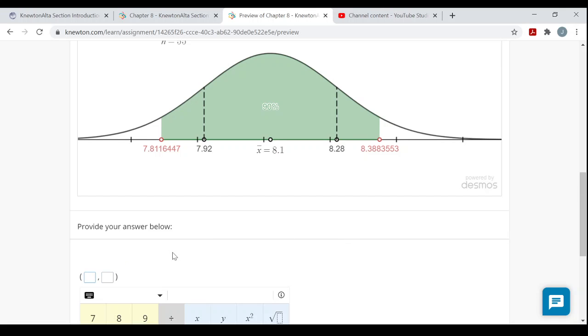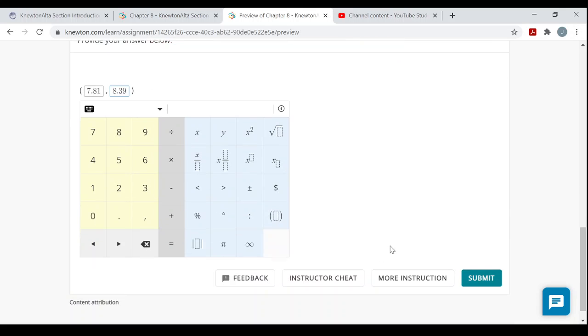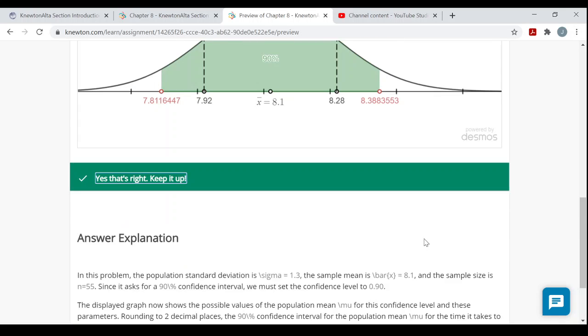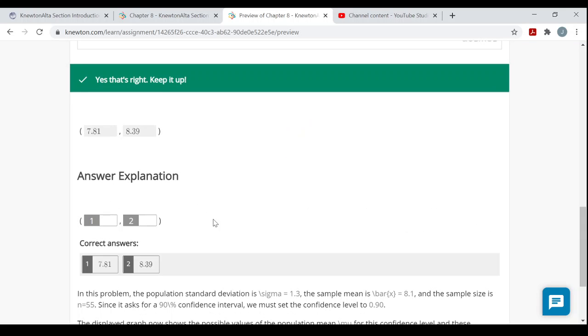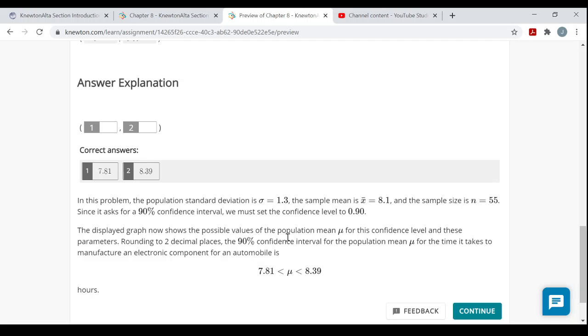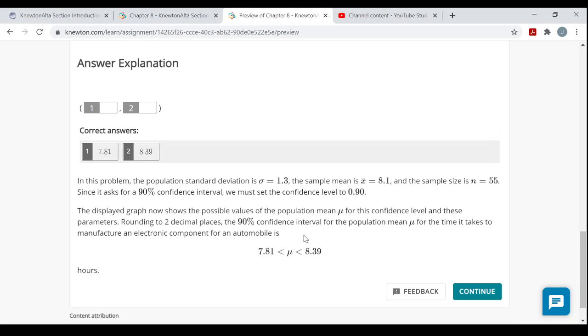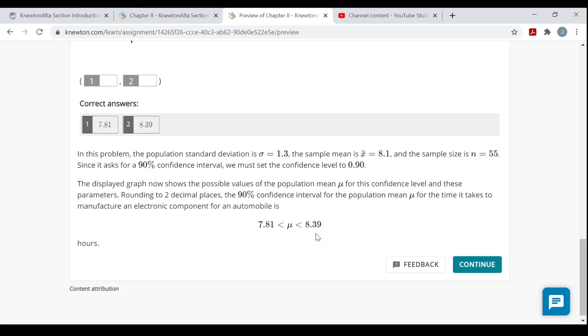And that's all we're entering down here. After you move the dots to the proper places, enter your lower limit for the confidence interval, rounded. Again, pay attention to how many decimal places they want you to round to: 7.81, and then the upper limit, this 8.388, which would round to 8.39 hours. And submit. Either way, whether you're right or wrong, please glance through the answer explanation, especially if you're wrong, just to see where you went wrong.